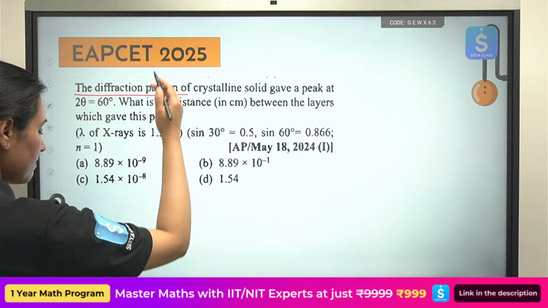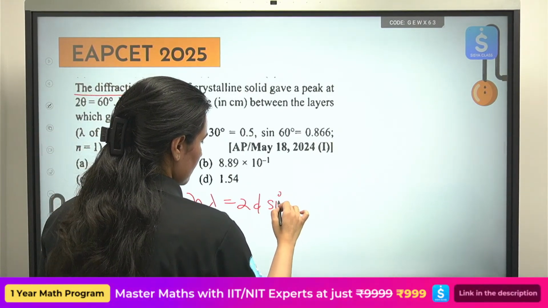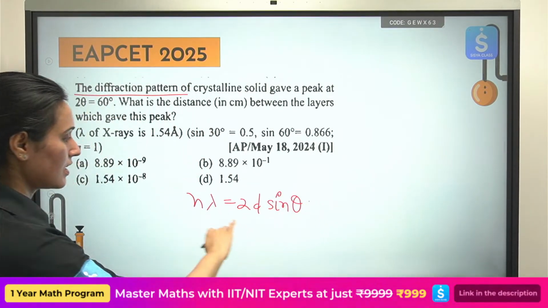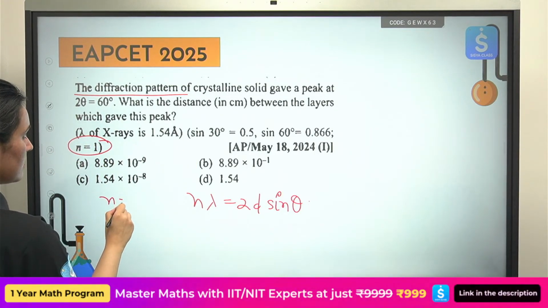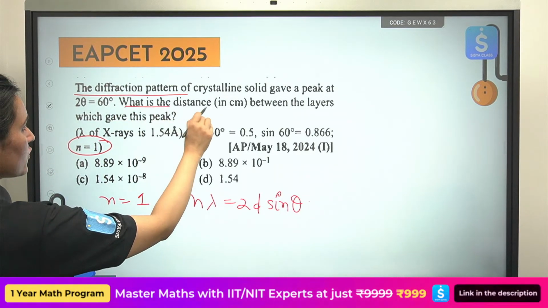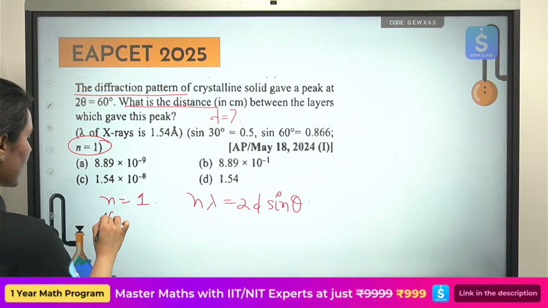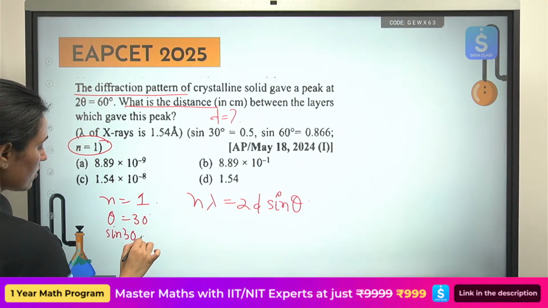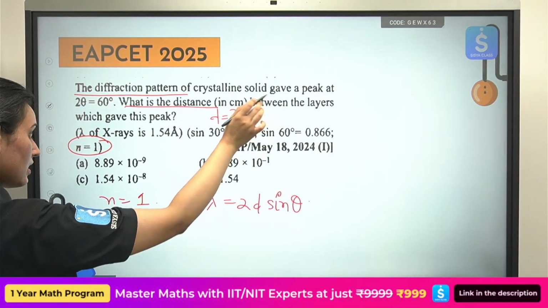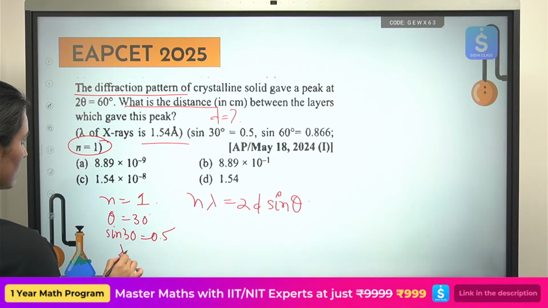The diffraction pattern, again direct formula. Bragg's equation, right? I told you they will give you everything. See, n is given. You have to calculate the distance d. Theta is given. So sine 30 will be 1 by 2 or 0.5, also given. And what else is given? Wavelength.